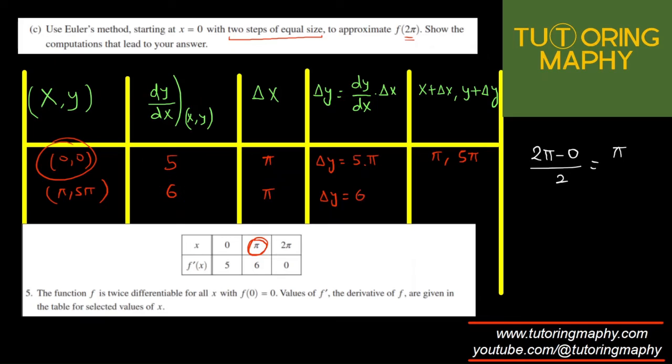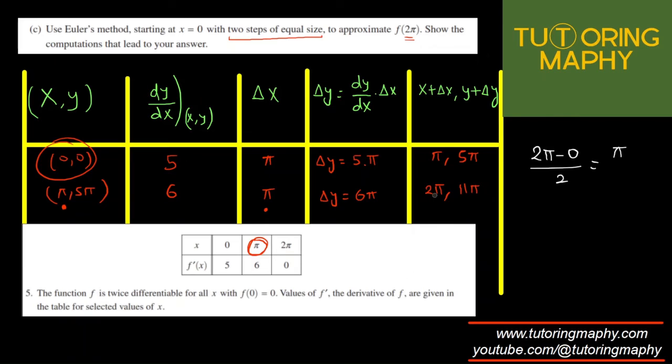So that's 6 pi. So the new value comes out as the value of x will be the initial value, which is pi, plus the delta x, which is pi. So pi plus pi is 2 pi. And y plus delta y will be the initial y, which is 5 pi, and the delta y is 6 pi. So 6 pi plus 5 pi is 11 pi.